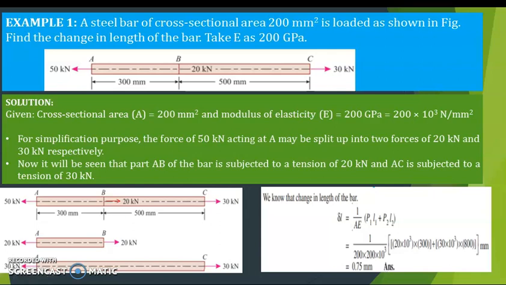So like this, you can find the deformation by splitting the forces. So this is called the principle of superposition. It means if the forces are acting at the outer edges and inner sides also, then you have to split the forces and find the deformation. Okay, then you can take the sum of the deformations from all the sections.